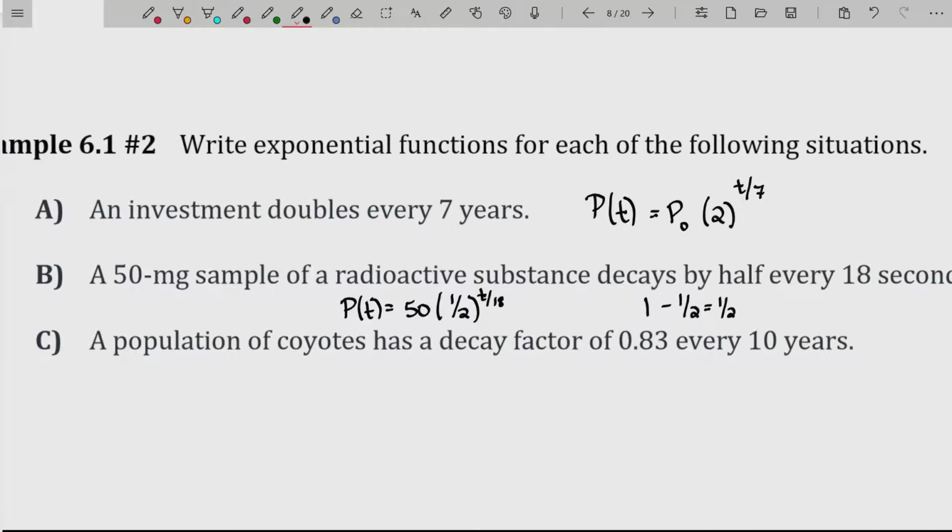Finally, a population of coyotes has a decay factor of 0.83 every 10 years. Well, population of coyotes, we don't know what the initial population is, but we do know that it has a decay factor of 0.83 per 10 years. So every 10 years, it keeps 83% of what it originally had.